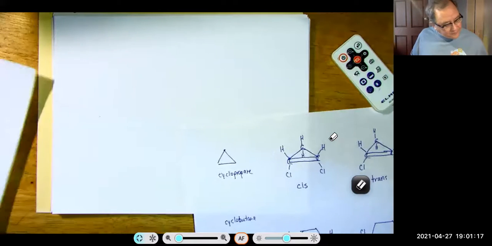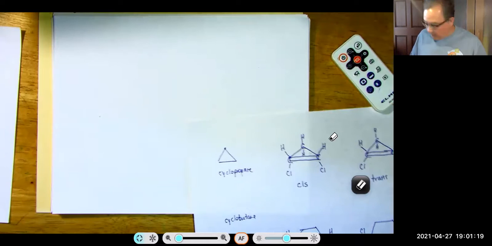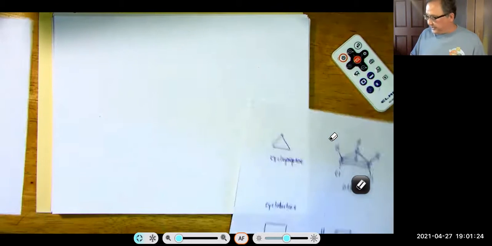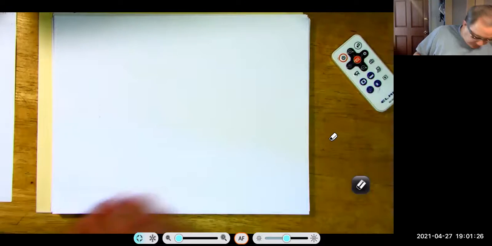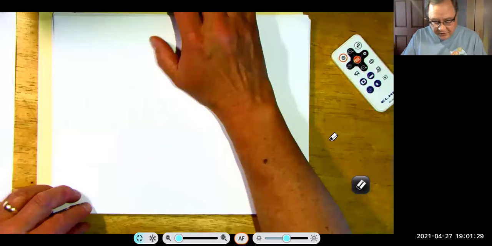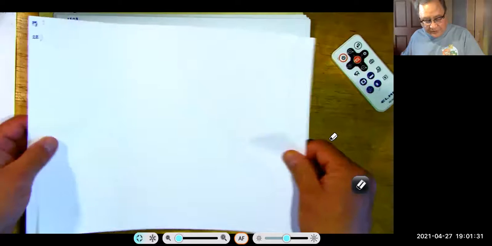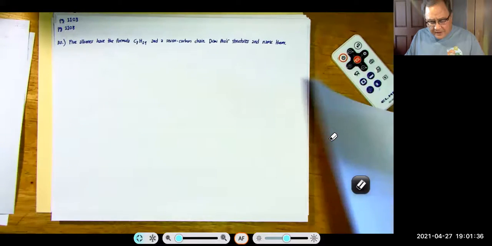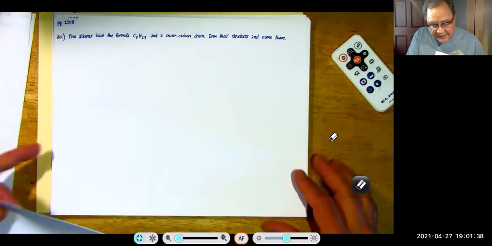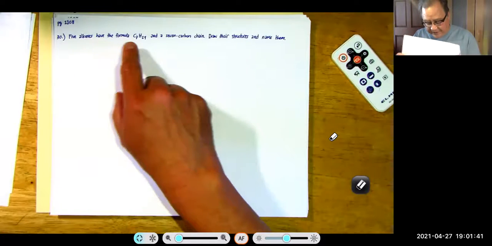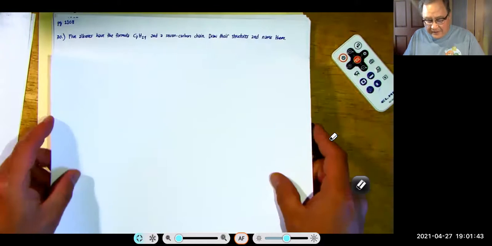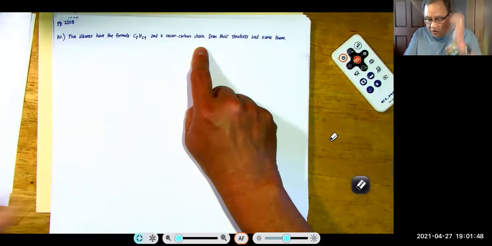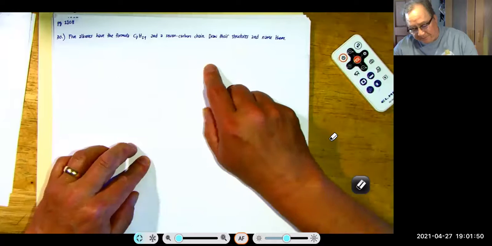So we finished that problem, 28, I think it was. Now it's time to move on to the next problem. So we just did 28. 30. 5 alkenes have the formula C7H14 and a 7-carbon chain. Draw their structures and name them.